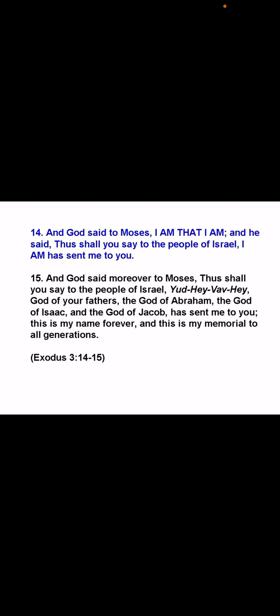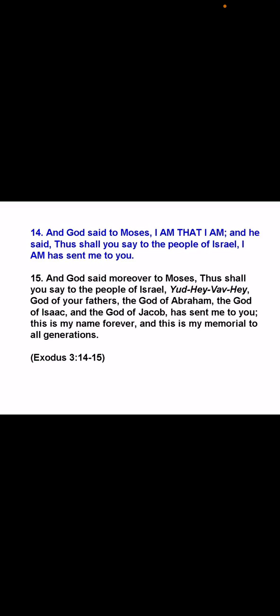And then in verse 15, it says, "And God said moreover to Moses, Thus shall you say to the people of Israel, Yud He Vav He, the God of your fathers, the God of Abraham, the God of Isaac, and the God of Jacob has sent me to you. This is my name forever, and this is my memorial to all generations." Okay, the presence of Yud He Vav He in verse 15, and then it goes on to say, "This is my name forever," is why the most sacred name for God in Judaism is usually Yud He Vav He, the one we don't pronounce. And that's why the liturgy almost always refers to Yud He Vav He and not to Ehyeh, I am.